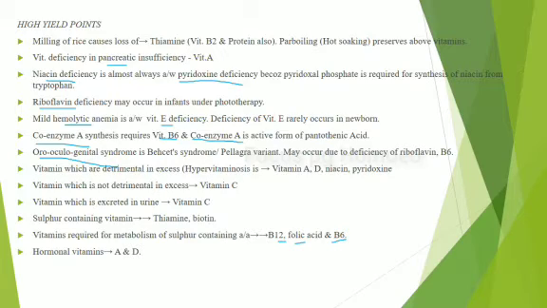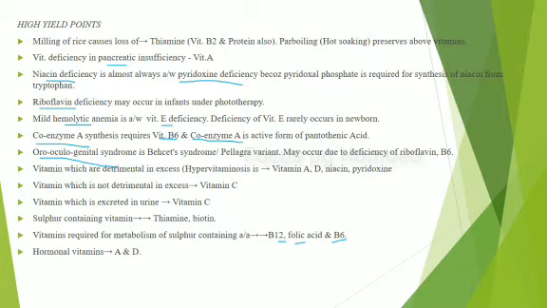Commonly asked questions from the vitamins. In pancreatic insufficiency, we get deficiency of vitamin A. Milling of rice causes loss of thiamine, vitamin B2, and protein also. Parboiling preserves the above vitamins. Niacin deficiency is always associated with pyridoxine deficiency, and pyridoxal phosphate is required for synthesis of niacin from tryptophan.